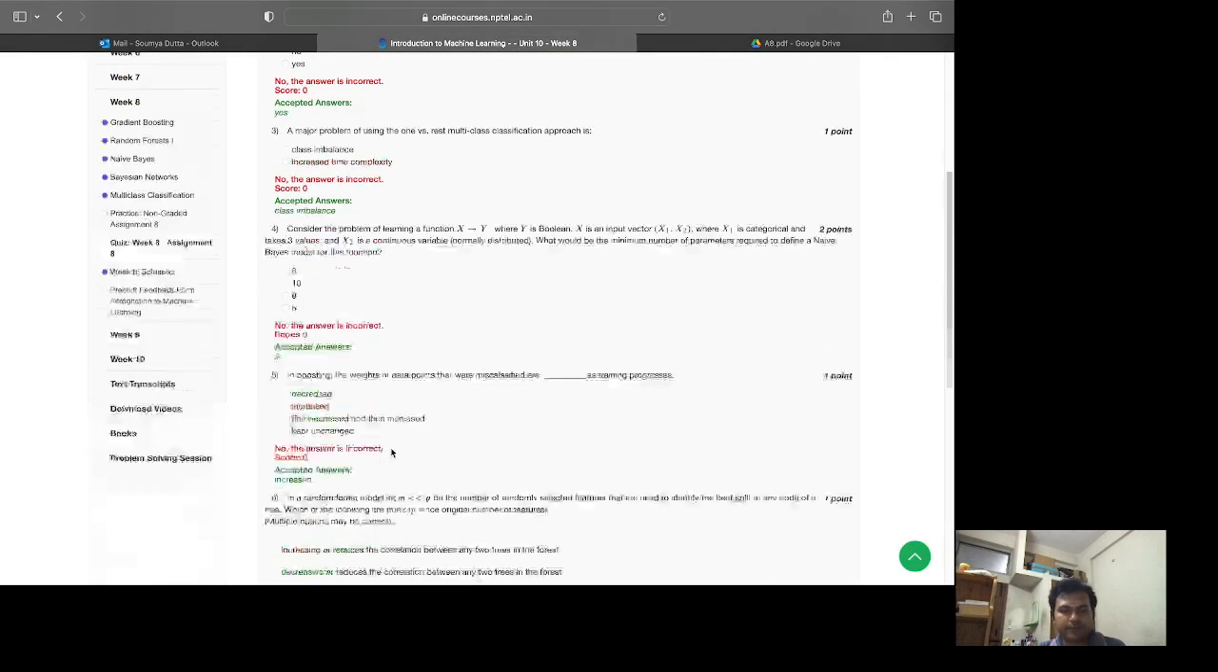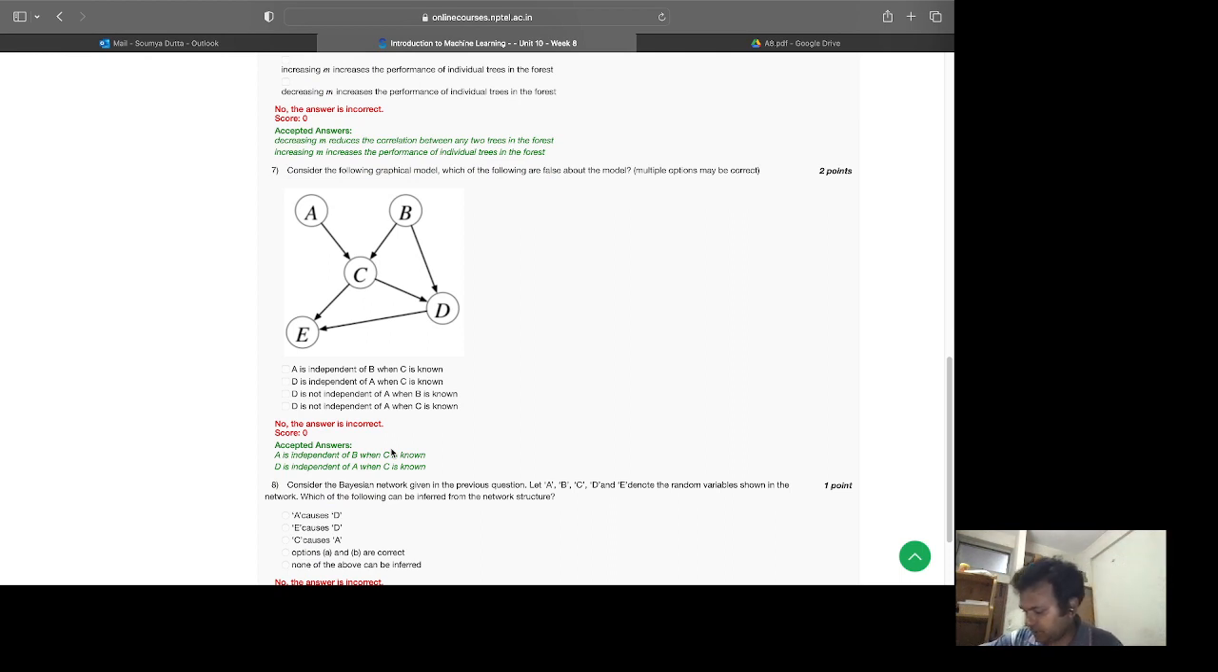Okay, this is a graph question, is it? Somehow that is not coming. Okay, let me see. Consider the following graphical model: A, B, C, E, D. Which of the following are false about the model? A is independent of B. A is independent of B when C is known.